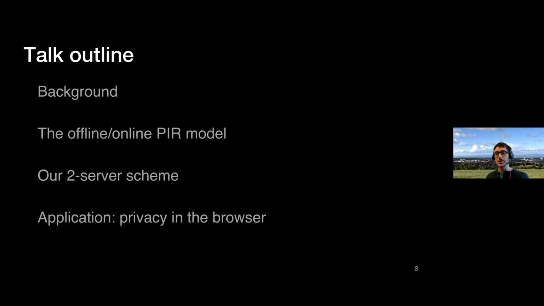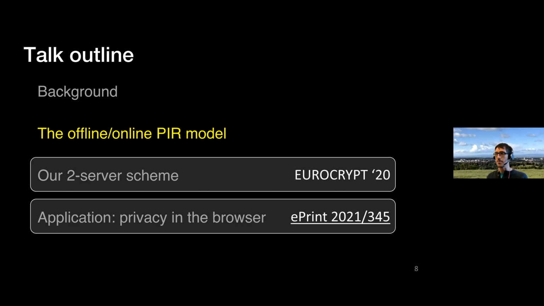And in this work, we introduce a different model for PIR that tries to, again, circumvent this lower bound and get practical computational benefits for PIR. So the plan for this talk is that I'm first going to introduce this offline-online PIR model, and then I'm going to talk about our two-server scheme, which was published in the Eurocrypt paper. And then in the second part of the talk, I'm going to talk about more recent work in which we try to improve the scheme and also apply it to a particular application of privacy in the browser. So that's the plan for the talk.